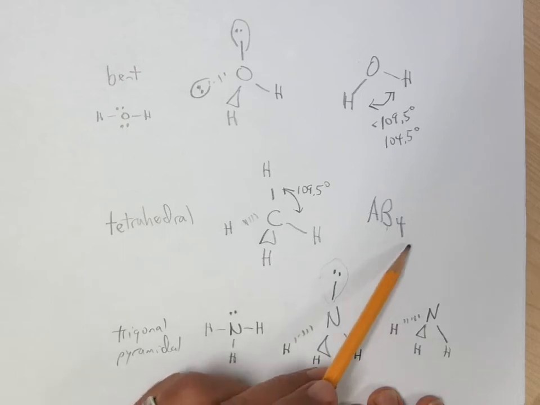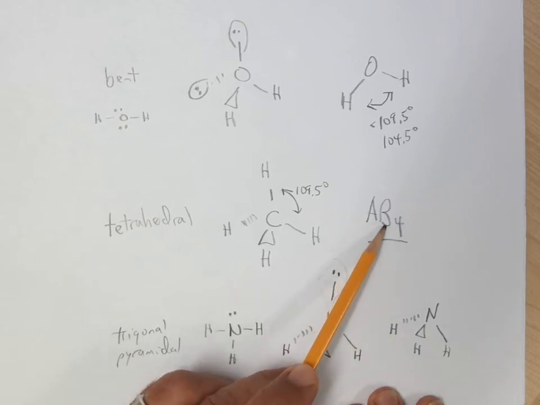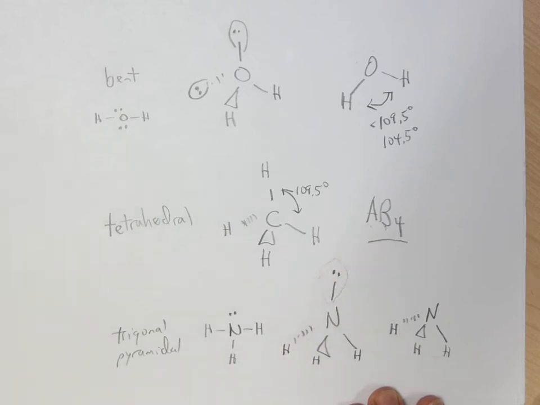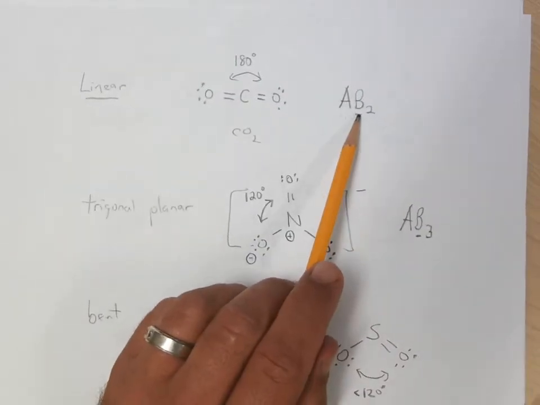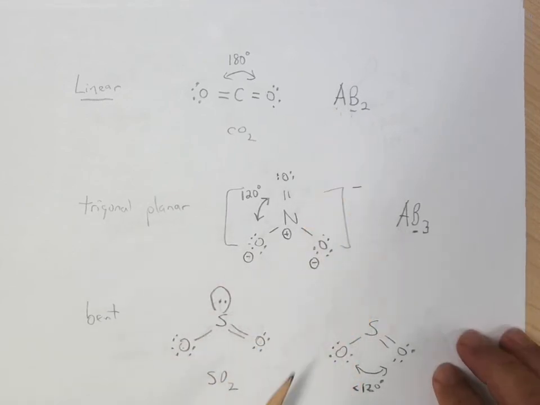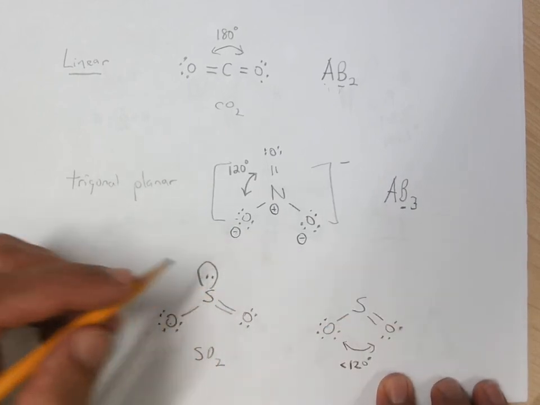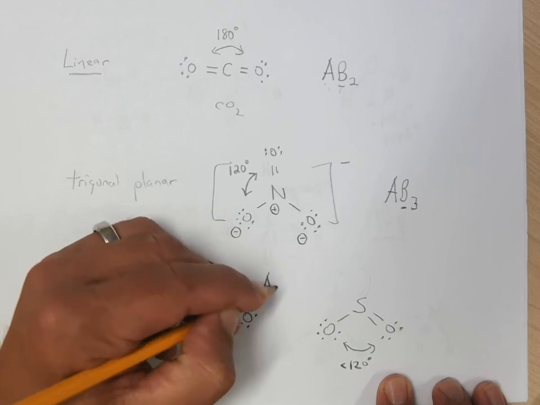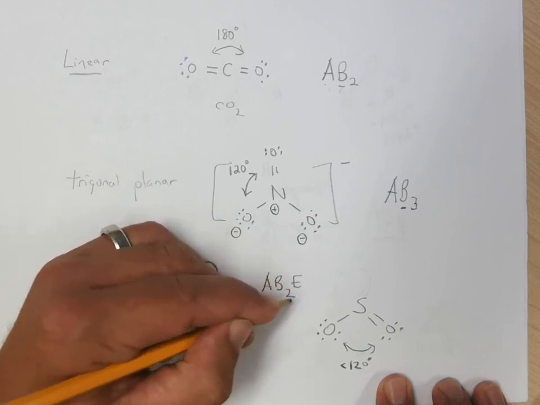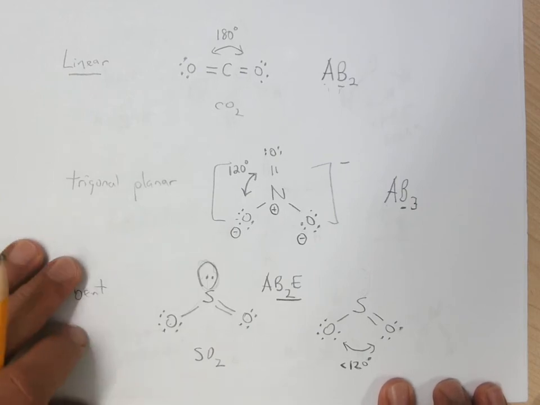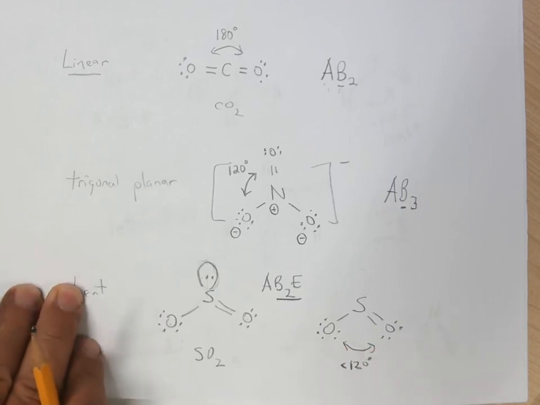And I mentioned that this is AB4, 4 non-central atoms on the central atom. For linear, we had AB2, 2 atoms on the central atom, and for trigonal planar, 3 atoms on the central atom. When we have a lone pair, we often label that as an E for electron pair. So this would be AB2E, 2 non-central atoms and a lone pair of electrons for our 3 electron domains, but the invisible lone pair doesn't show up in the shape of the molecule.